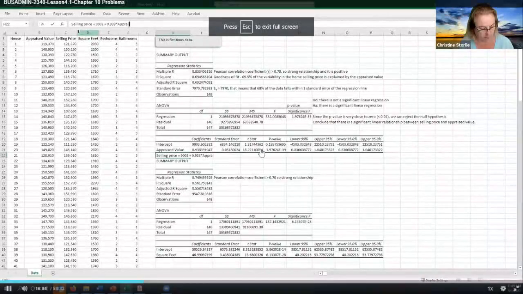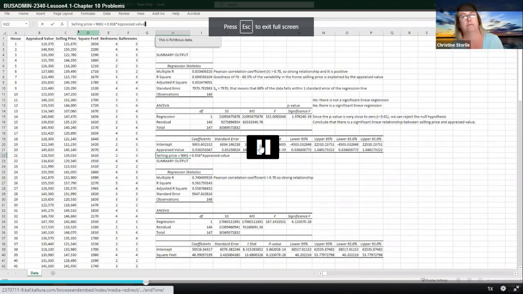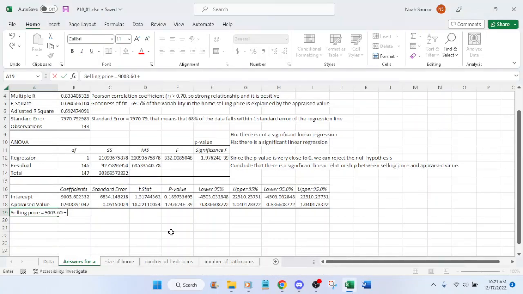That number plus that number times the appraised value. 0.938. You know what? 6023 plus 0.9384 times appraised value.